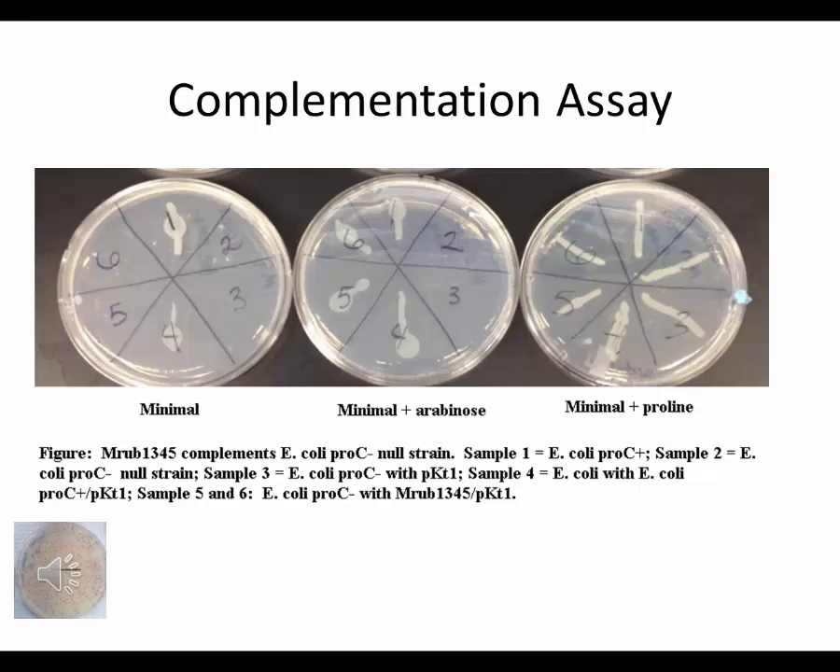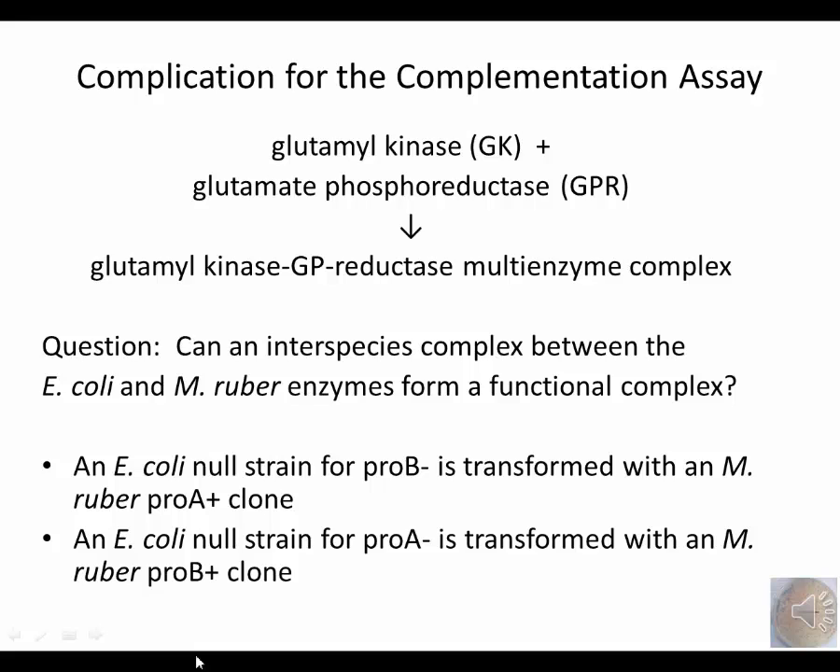In the center plate, we see that the M. ruber ProC+ clones do complement E. coli ProC- null strains. This would be samples 5 and 6. And then on minimal plus proline, all our strains grow when supplied with the missing end product of the biosynthesis pathway. There is a complication to the complementation assay for the proline pathway.